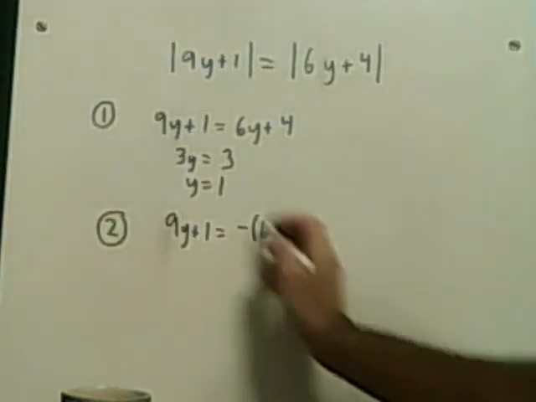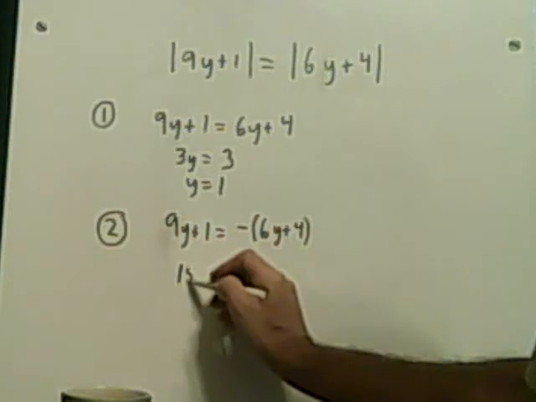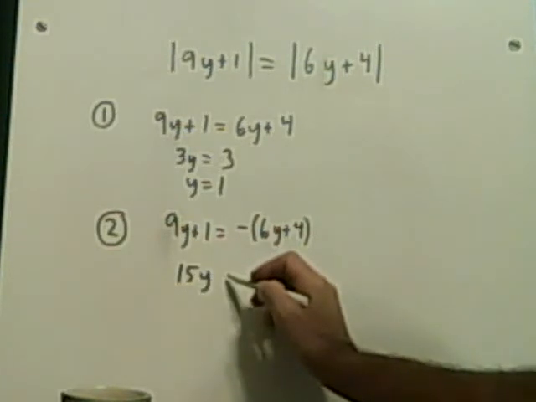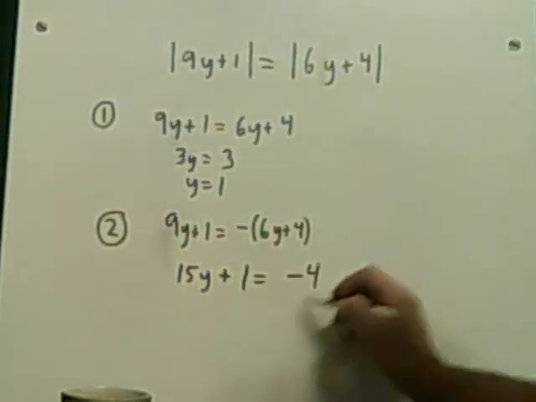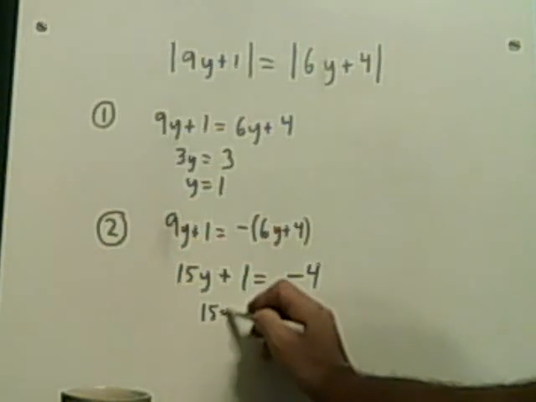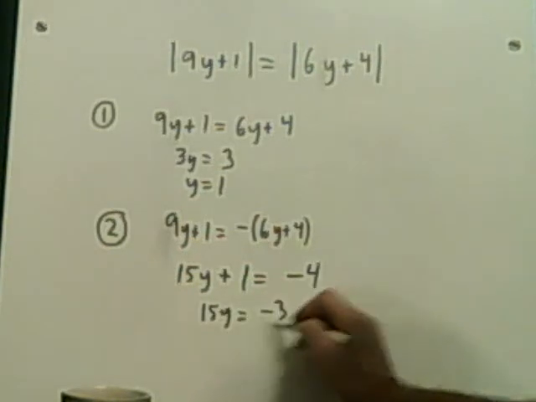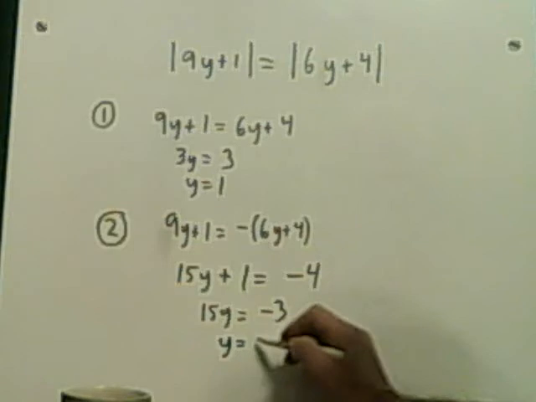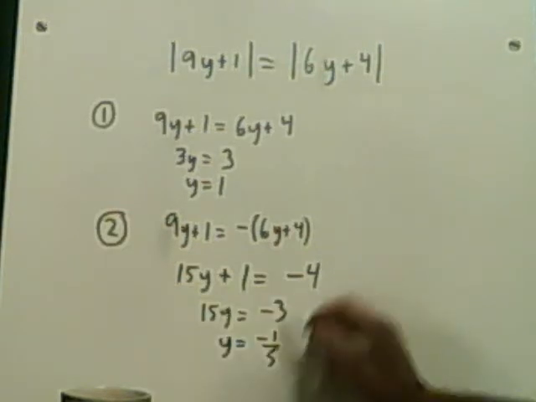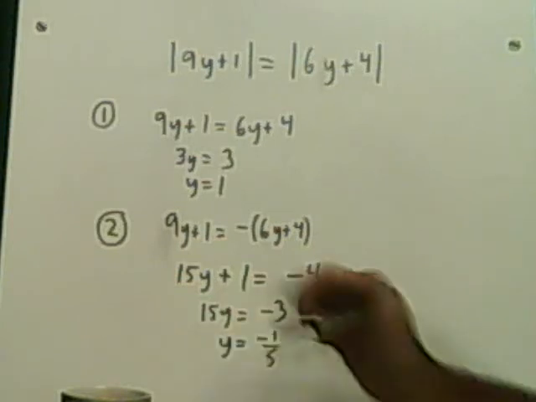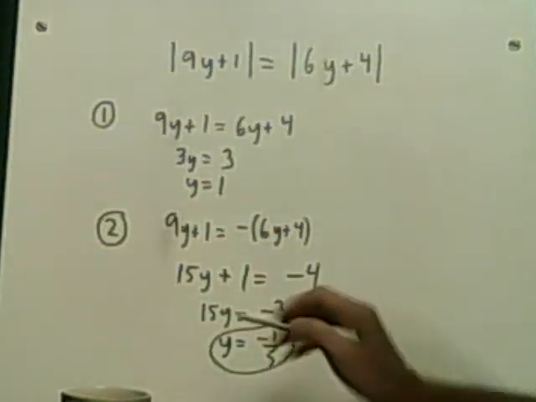We can solve this one. We bring the 6y over, we get 15y plus 1 is equal to -4. Bring that 1 over, we get 15y is equal to -3, or y is equal to -1/5. I brought the 15 over, I canceled the common factor 3 in the 2, and I got -1/5.